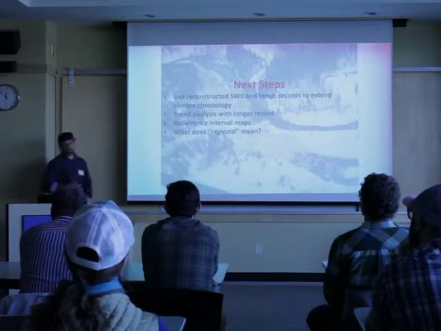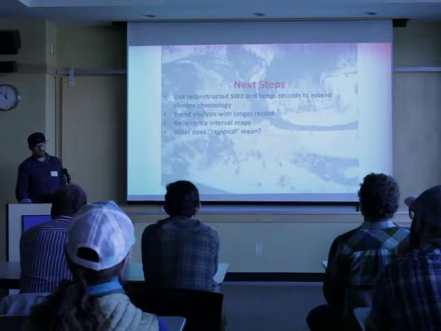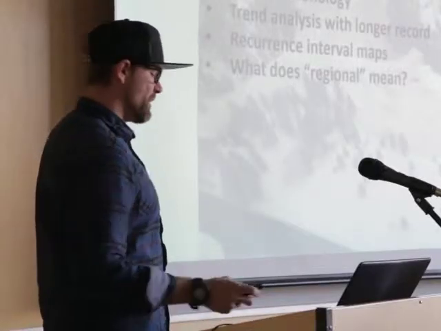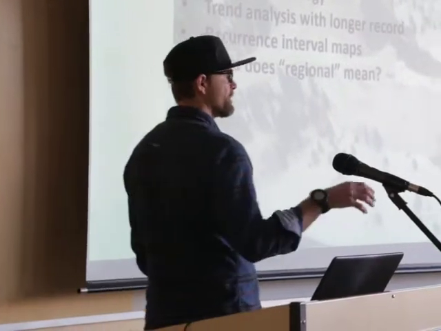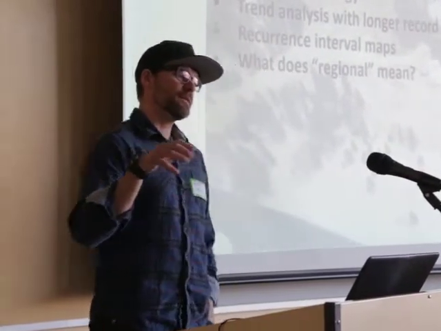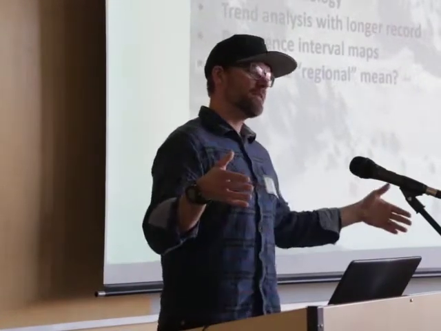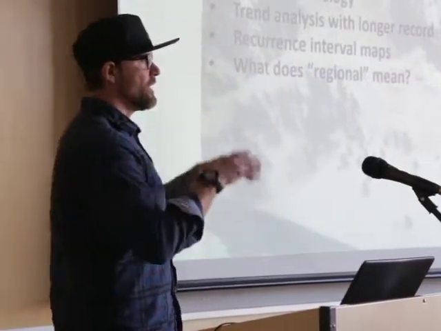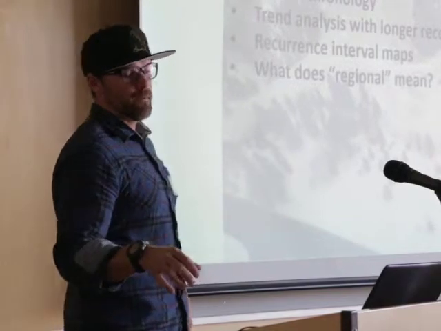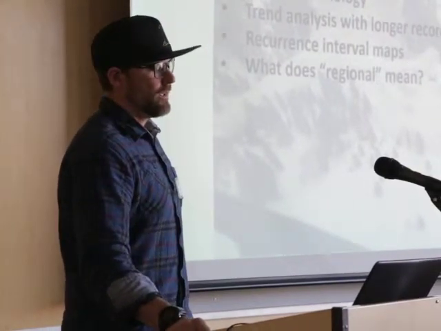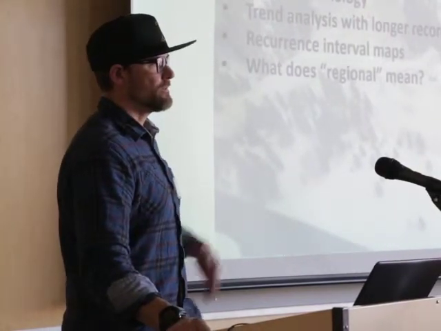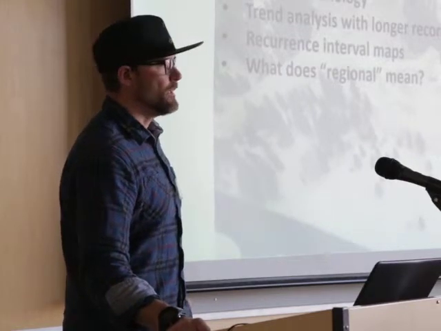And then creating our return interval maps for every single path, and then answering the question of what regional actually means. What I mean by that is, a lot of the work that's been done in the dendro field with avalanches has basically been one path or several adjacent paths. And so there really isn't a context for return periods for an entire region and what that actually means in terms of climate or long-term atmospheric influences.